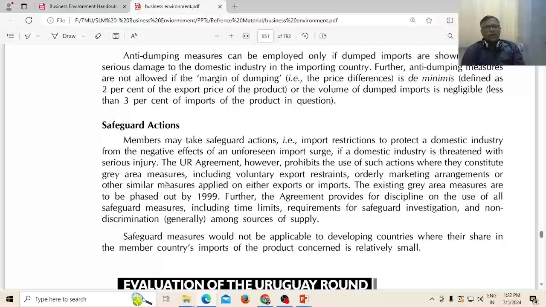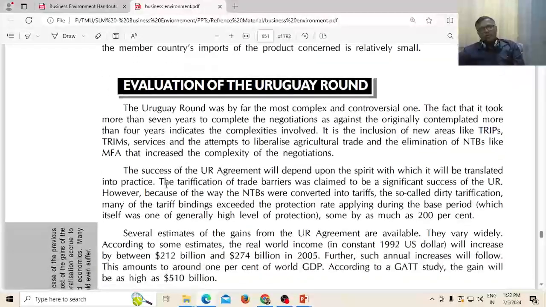Further, the agreement provides for discipline on the use of all safeguard measures, including time limit requirements for the safeguard investigation and non-discrimination generally among the sources of supply. Thus, the safeguard measures would not be applicable to developing countries where their share in the member country's imports of the product concerned is relatively small. Evaluation of the Uruguay Round.